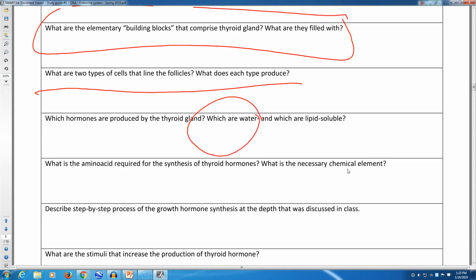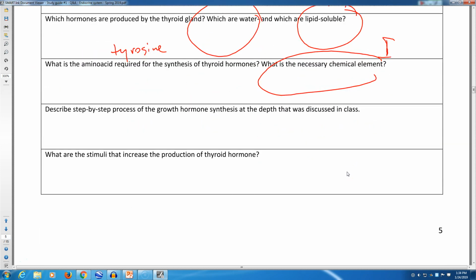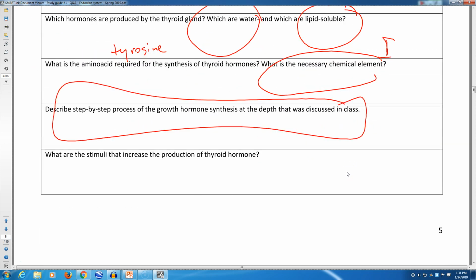Calcitonin is water soluble. Thyroid hormone is lipid soluble. Amino acid required for the synthesis: tyrosine, necessary chemical element iodine. Look, this is all memorization. Step-by-step process. To what degree of depth do you have to know it? Iodine goes from the blood through the follicular cell all the way into the follicle where it modifies thyroglobulin, specifically tyrosine residue. Does that make sense?